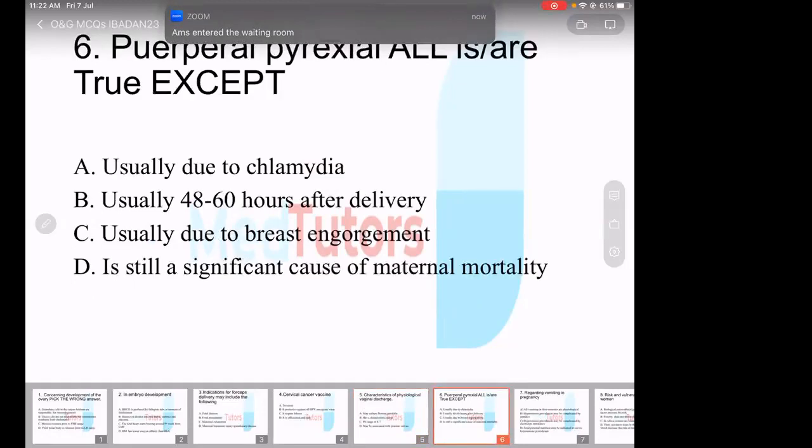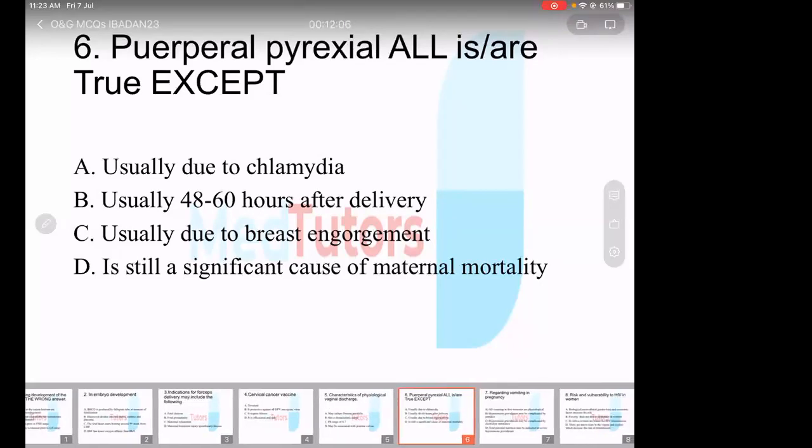Sixth question, puerperal pyrexia. Regarding puerperal pyrexia, all is or are true except A, usually due to chlamydia. No, it does not occur as a result of chlamydia. B, usually 48 to 60 hours after delivery. Yes, this is true. C, usually due to breast engorgement. Yes, because of inflammatory changes within the breast, it can result in pyrexia. This is correct. Then D, still a significant cause of maternal mortality. Yes, this is true. So the most common cause is mostly as a result of this breast engorgement. And then of course you can have it from other causes. So A is the answer here.